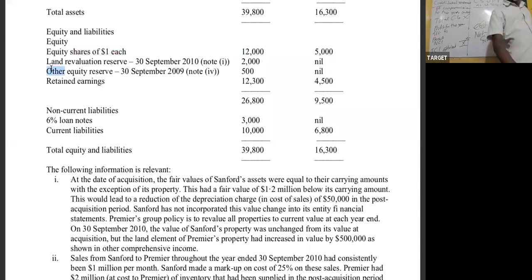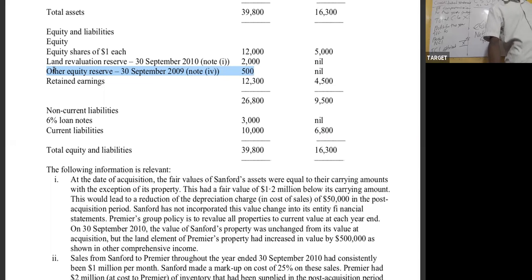Now, when you come to land revaluation, bring it and open a bracket and put the 2,000 there, until we read the notes and then adjust, or after we start the computation. Good. Then other equity reserve as at 30th September, note 4. Also bring it and open a bracket. Then you go to retained earnings.